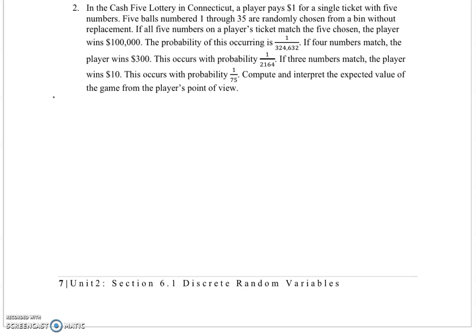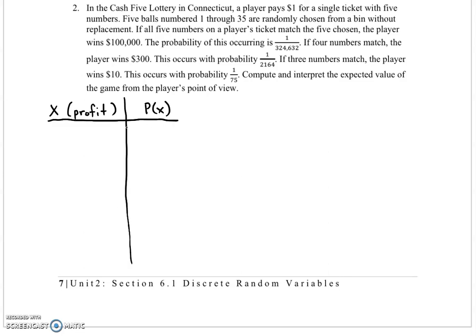So again, we have X being the profit for the player, and we have P of X being the probability of getting each result. So if all 5 numbers are correct, the player wins $100,000, but remember they paid $1 for the ticket. So their profit is only 99,999.